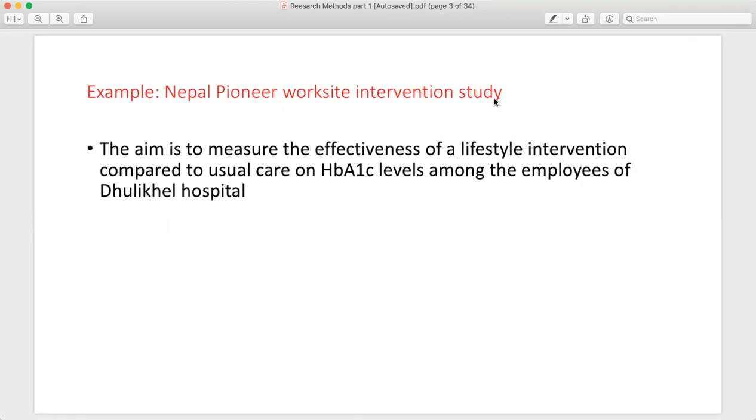So I'm going to start with the example of the Nepal Pioneer Worksite Intervention Study that was conducted in Dhulikhel Hospital. The aim of this study was to measure the effectiveness of a lifestyle intervention compared to usual care on HbA1c, glycated hemoglobin levels among employees of Dhulikhel Hospital. HbA1c, you might all know, is a biomarker for high blood sugar levels in an individual.